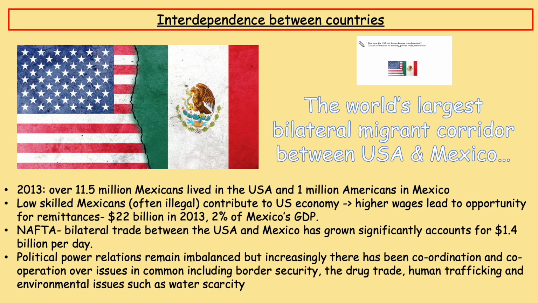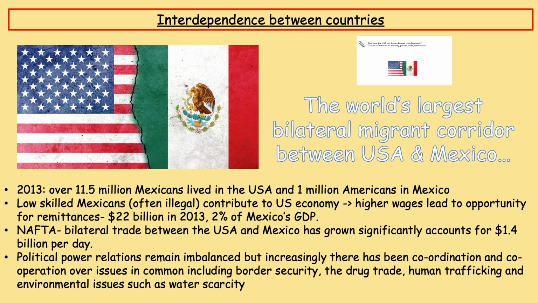Since the formation of NAFTA, bilateral trade between the USA and Mexico has grown significantly. So NAFTA was the North American Free Trade Agreement, so reducing restrictions in trade between North American countries. This has led to trade, like merchandise between the 2 countries, accounting for $1.4 billion per day. The Mexican industry has benefited. For example, development of aerospace and IT sectors has been boosted mainly by investment from the USA. So FDI, if you're looking in the textbook, means foreign direct investment, investment from the USA in Mexico.